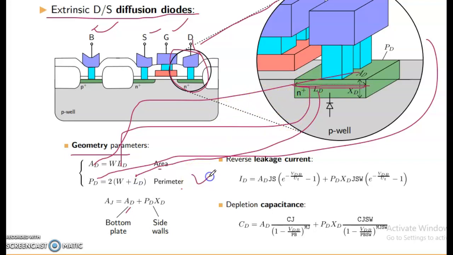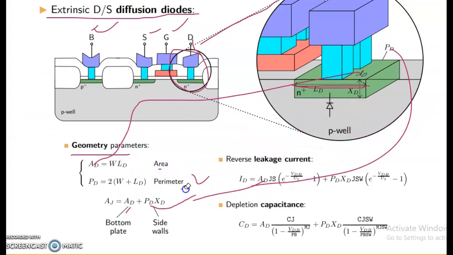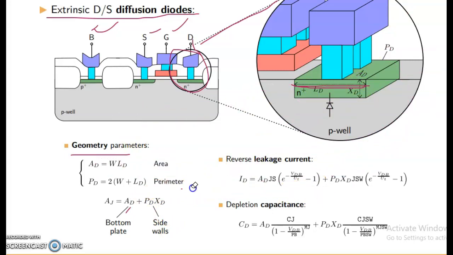For perimeter, JJ equals AD, PD, DXD. This is PD sidewalls. Okay. AD bottom plate. This is the AD bottom plate.